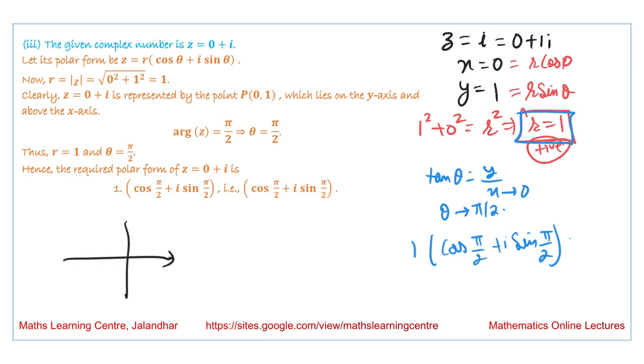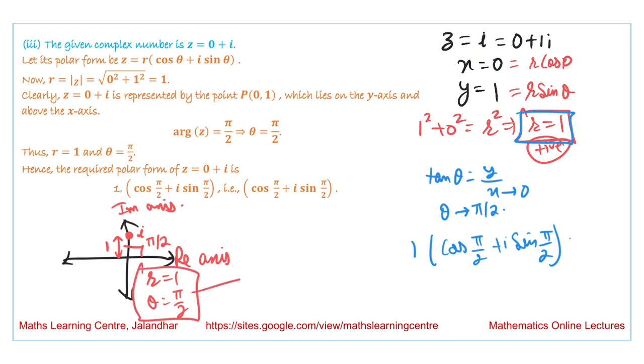Similar thing we can obtain if we plot this number graphically. This number iota lies over here, this is the real axis, this is the imaginary axis, and its distance from the origin is 1, and the angle we have over here is pi by 2. So the value of r we obtain is 1, and the value of theta is pi by 2. So by both these results we obtain that the polar form is 1 into cos of pi by 2 plus iota sine of pi by 2.